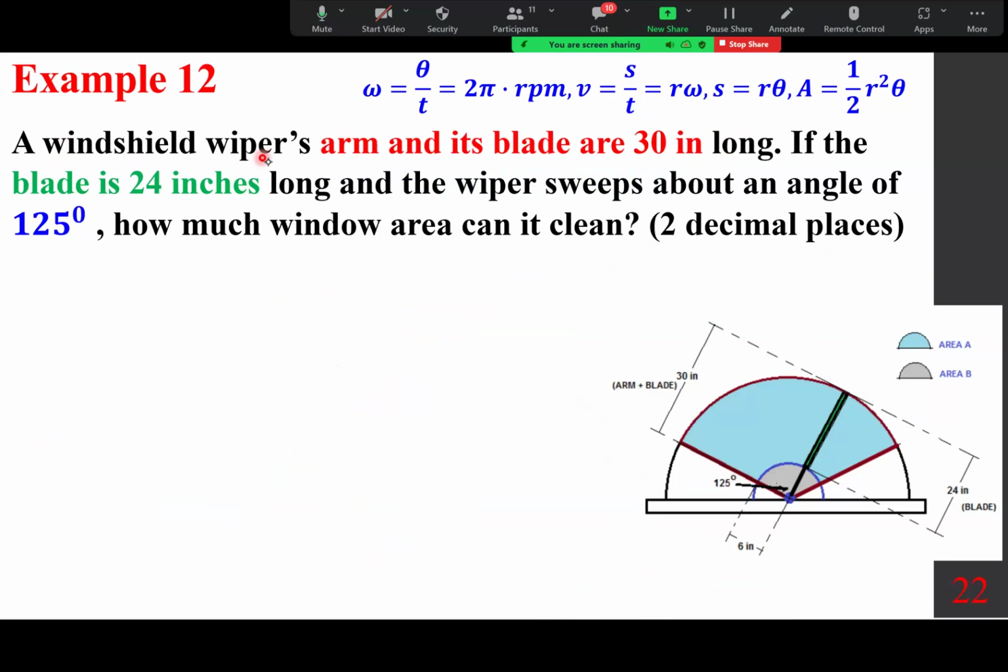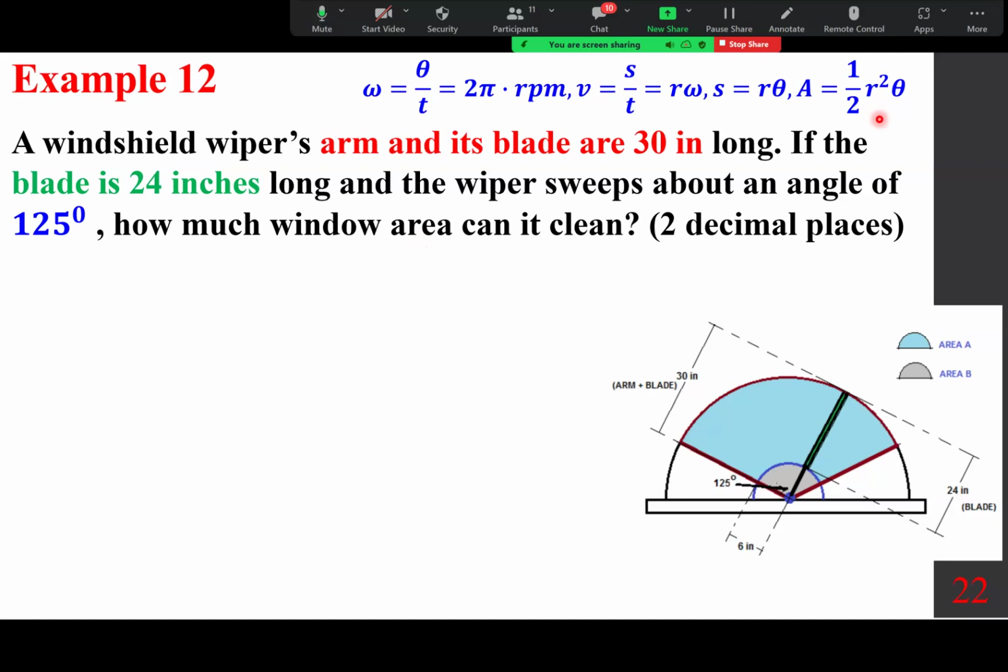A windshield wiper's arm and its blade are 30 inches long. So this is the situation. The entire thing is 30. This is the arm, this is the blade. If the blade is 24 inches long and the wiper sweeps about the angle of 125 degrees, the angle 125 degrees, how much window can it clean? How much window area? That means we want the area following the area of a sector, half of r squared theta.